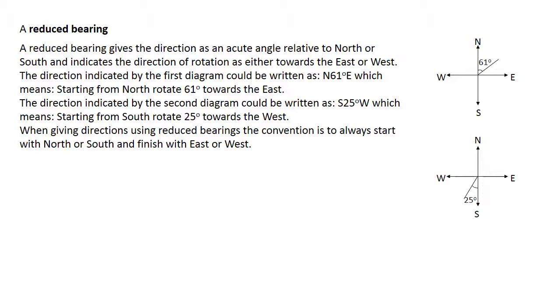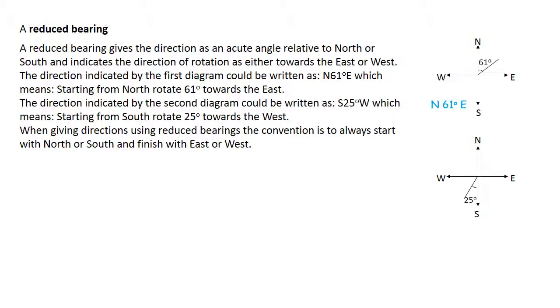A reduced bearing gives the direction as an acute angle relative to north or south and indicates the direction of rotation as either towards the east or towards the west. The direction indicated by the first diagram could be written as north 61 degrees east, which means starting from the north, rotate 61 degrees towards the east.